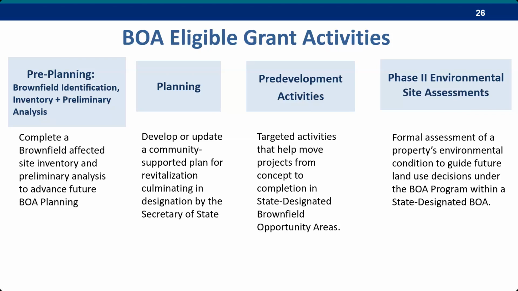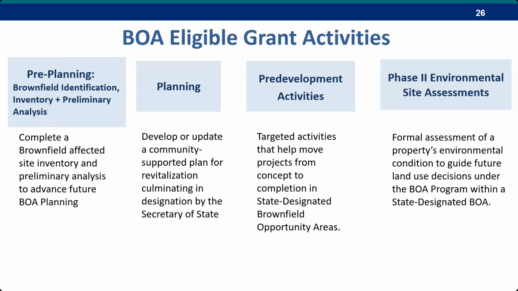The planning activity is to develop a Brownfield Opportunity Area Plan or update an existing designated or non-designated BOA plan, creating a strategy for future revitalization. Pre-development activities include and advance the community's goals and priorities for revitalization and redevelopment projects as expressed in the BOA plan for the state designated BOA. And lastly, the Phase 2 environmental site assessment is to gather reliable information about a property's environmental condition to guide the grantee in making an informed land use decision for specific sites within the state designated BOA.